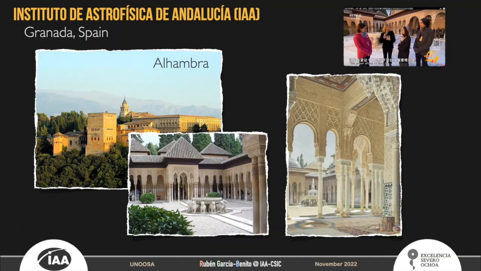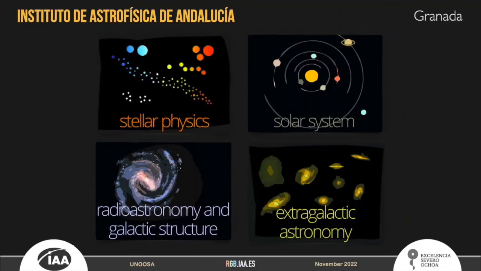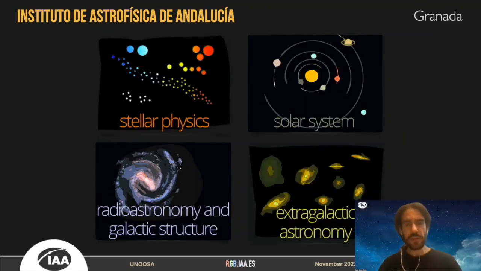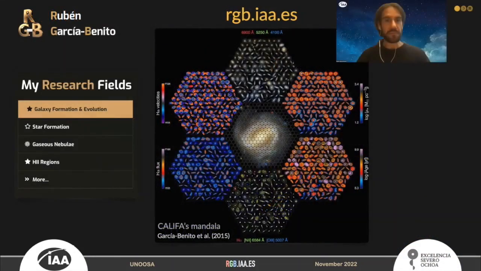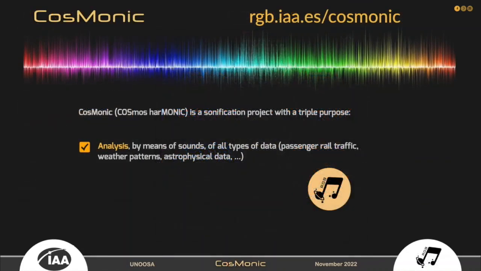Hello, I am Rubén García Benito from the Instituto de Astrofísica de Andalucía in South Spain, in Granada. At the IAA, we produce different types of studies in different fields in astrophysics, from galaxy evolution to stellar physics or the solar system. My field of expertise is galaxy evolution, stellar populations, and nebula analysis. Besides that, I also lead the Cosmonic Sonification Project.